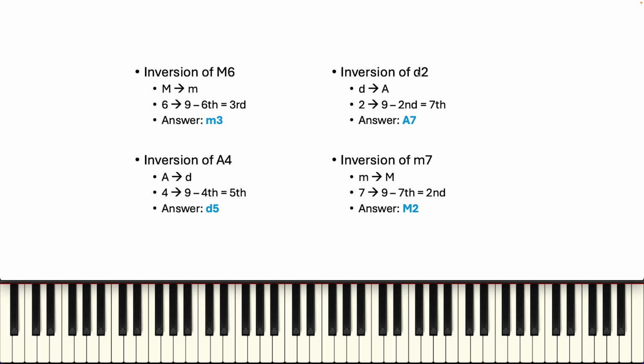The inversion of diminished second, the diminished becomes augmented. For the 2 or the second, 9 minus 2 gives us seventh, and so we have an augmented seventh. So the inversion of a diminished second is an augmented seventh.